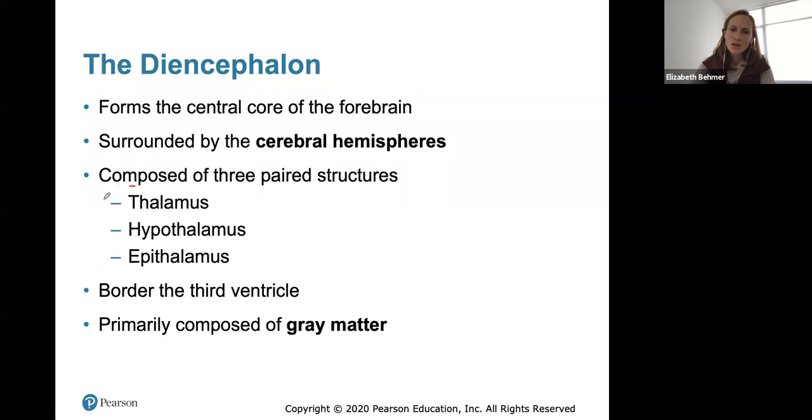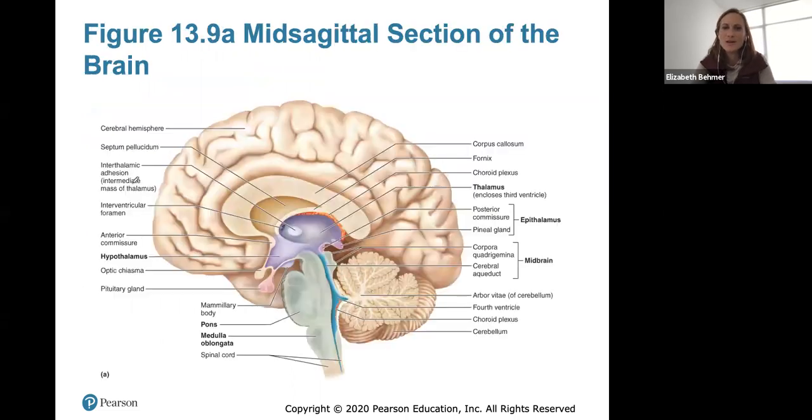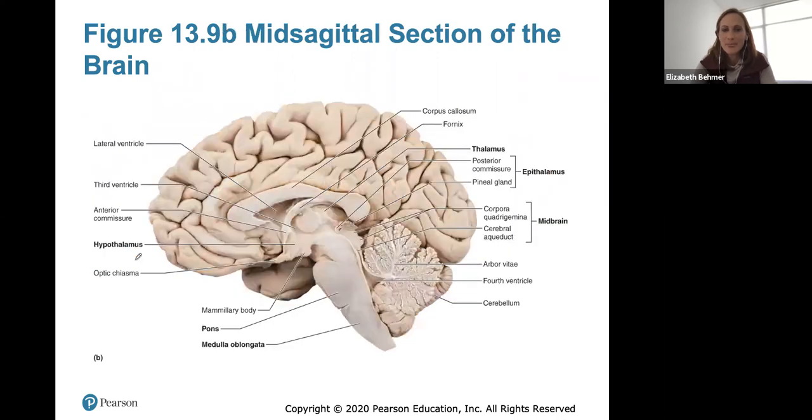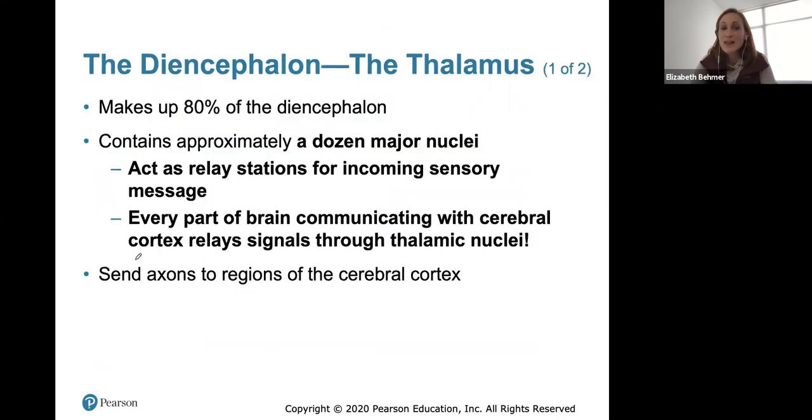These are the main structures in the diencephalon, which I do want you to know. And that's kind of what we'll go through now. So here we're looking at the diencephalon, which is made of the thalamus, epithalamus, and hypothalamus. So understanding these parts of the diencephalon. So the thalamus makes up about 80% of the diencephalon.